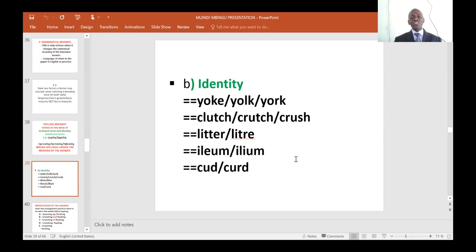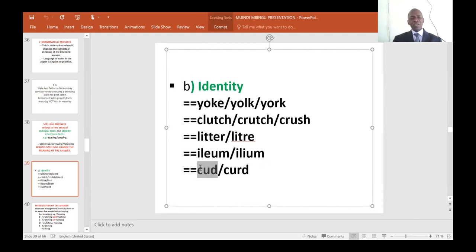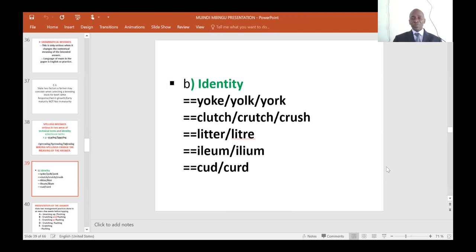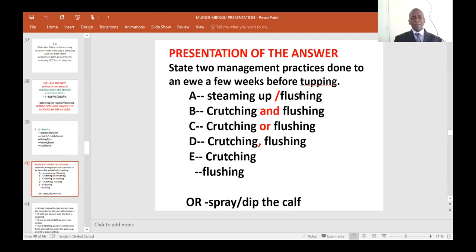Now, do ruminants chew cud with C-U-D or curd with C-U-R-D? The first one, C-U-D. Very good. So that means that as you do your revision, you need to focus on technical terms, paying attention to the spellings.